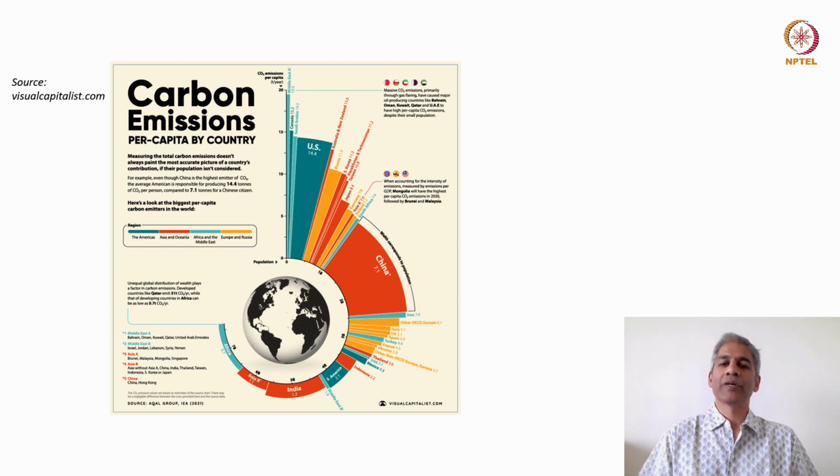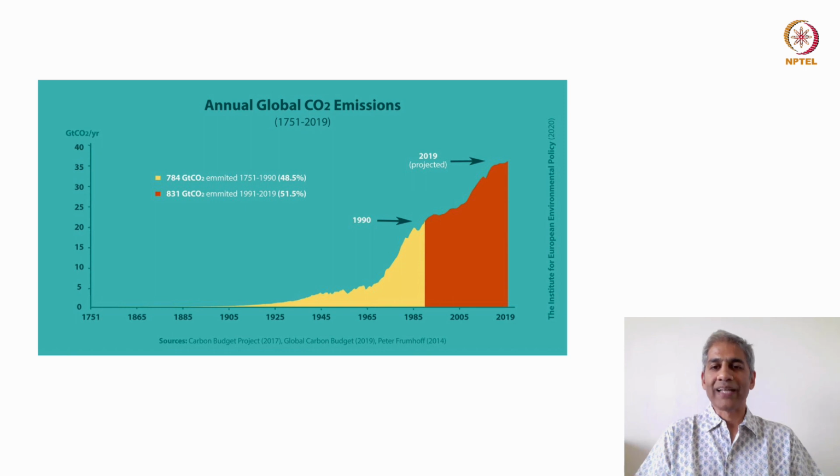So again, if you look at China, you might think, okay, it has a very large footprint, but if you divide it by the population of China, which corresponds to a very large percentage of humanity, then it is below the global average. So this one graph allows us to look at the problem in a different way.